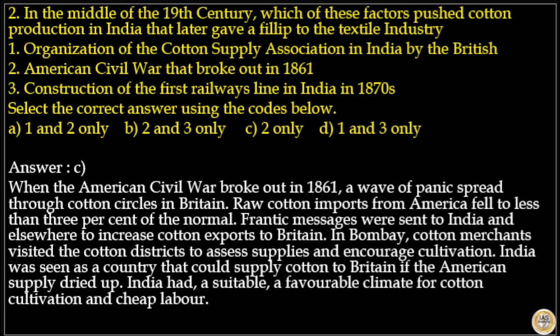When the American Civil War broke out in 1861, a wave of panic spread through cotton circles in Britain. Raw cotton imports from America fell to less than 3% of the normal. Frantic messages were sent to India and elsewhere to increase cotton exports to Britain. In Bombay, cotton merchants visited the cotton district to assess supplies and encourage cultivation. India was seen as a country that could supply cotton to Britain if the American supply dried up. India had a suitable, favorable climate for cotton cultivation and cheap labor.